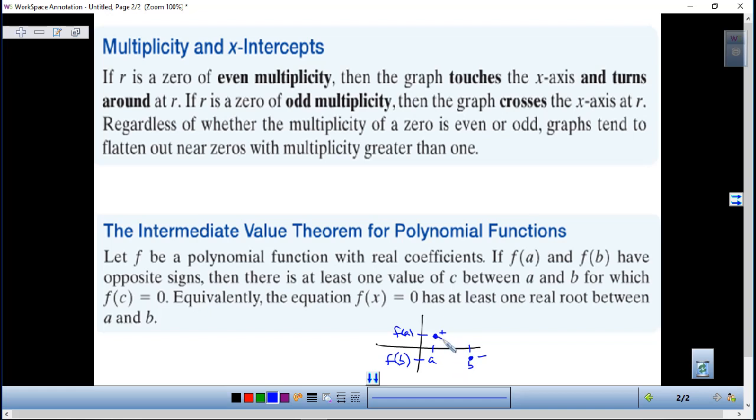We could do it as simply as a straight line, or we could do it as complicatedly as something like that. Now some of my drawing there looks like it's not a function, but you get the idea. It can cross that multiple times in between those 2 points, or it can just cross one time. But there is at least one value of c between a and b for which f of c equals 0. And thus we have an x-intercept.